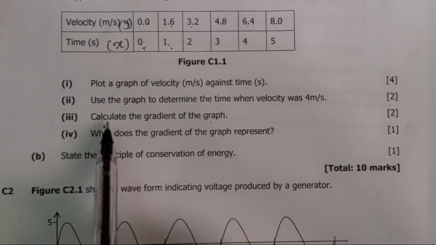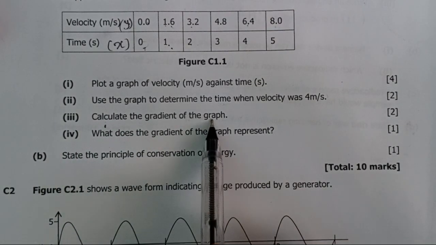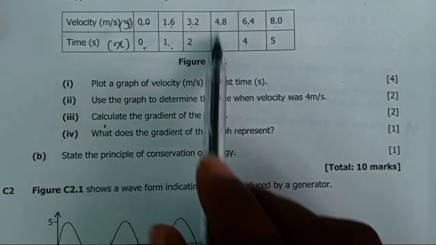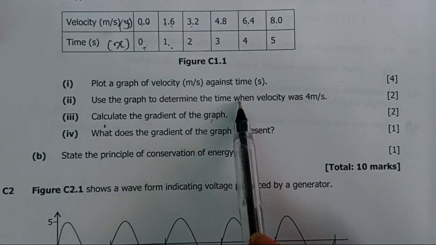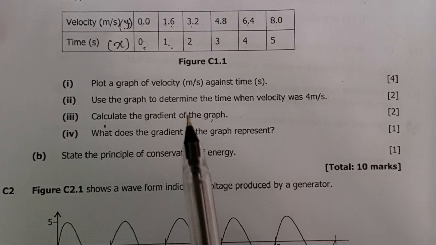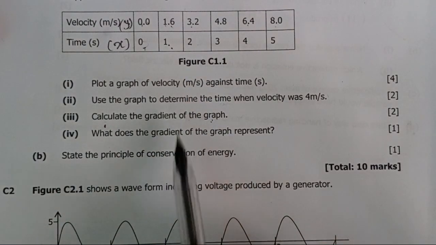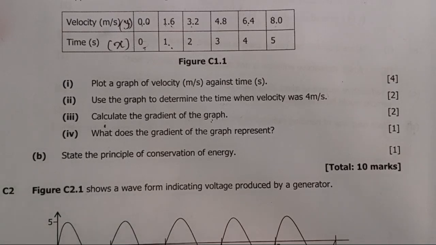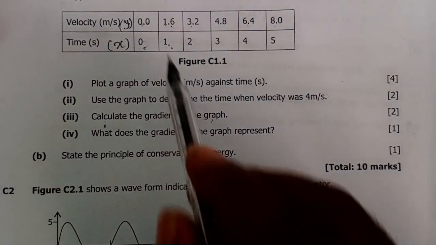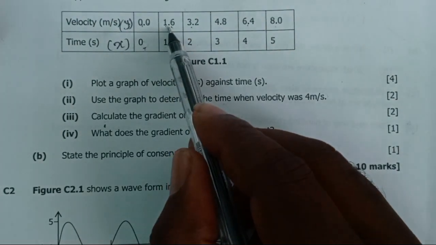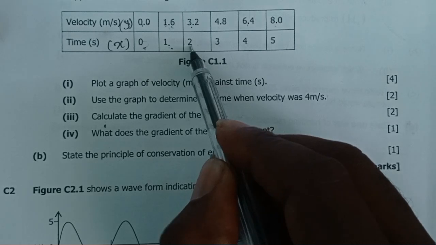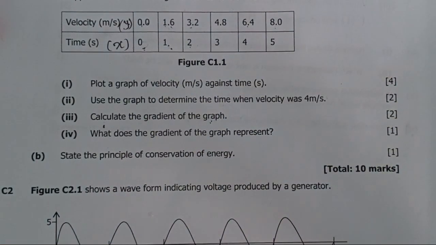So part 3, calculate the gradient of the graph. We already have the points. From these points, you can pick two pairs of coordinates to calculate the gradient. Remember that the gradient on the same line is the same, so you can pick any two pairs. I'll pick (1, 1.6) and (2, 3.2).